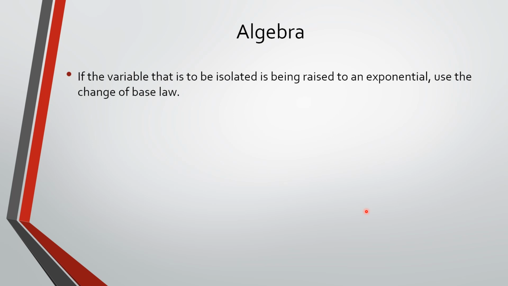If the variable that is to be isolated is being raised by an exponential, use the change of base law, okay? So we have 4 to the power of x equals 64, okay? So this is pretty complicated on the surface, but we learned that the opposite is the base, okay? And we learned what that rule was, right? Use the log rule. So the 4 becomes log base 4 of 64, okay, equals x.